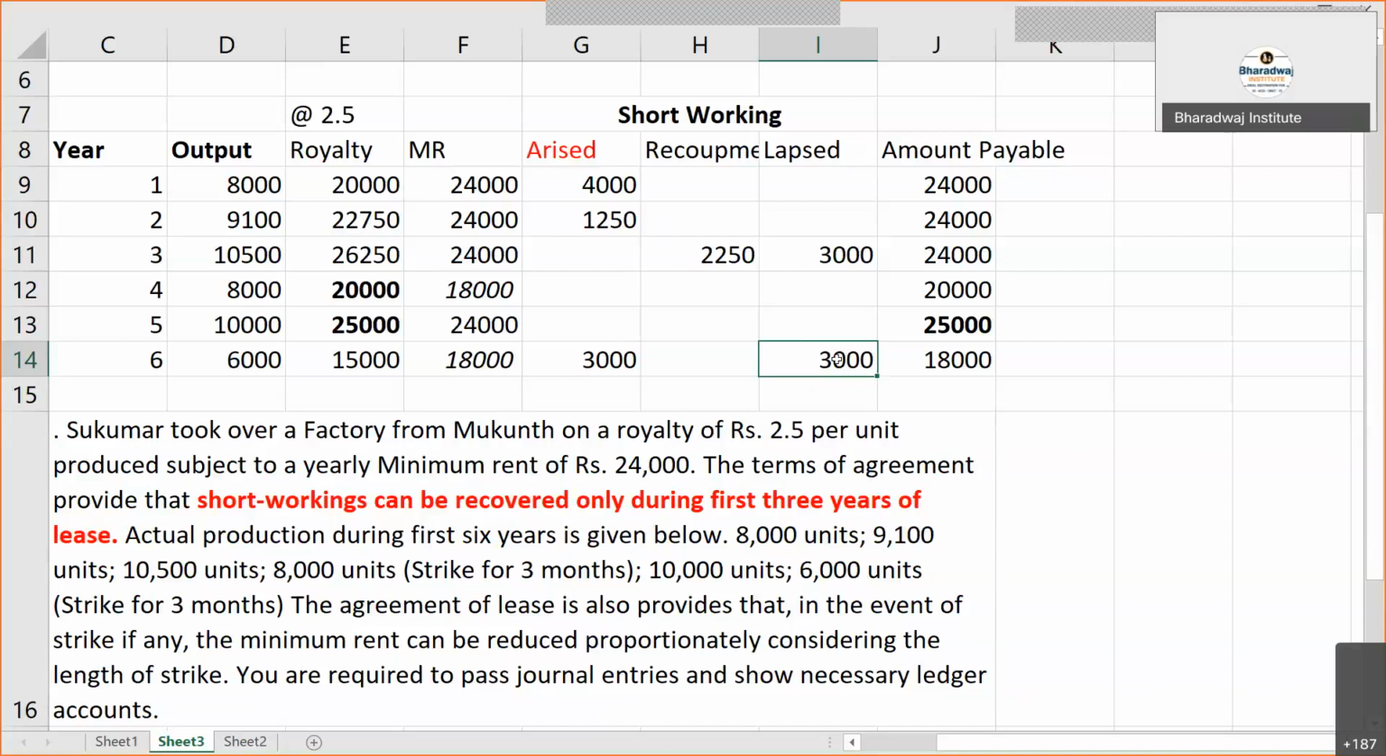So in the examination, what kind of question can be asked is, what is the amount paid to the landlord in the third year or fourth year? Or what is the short workings lapsed in third year, sixth year? Like that, they can ask you.